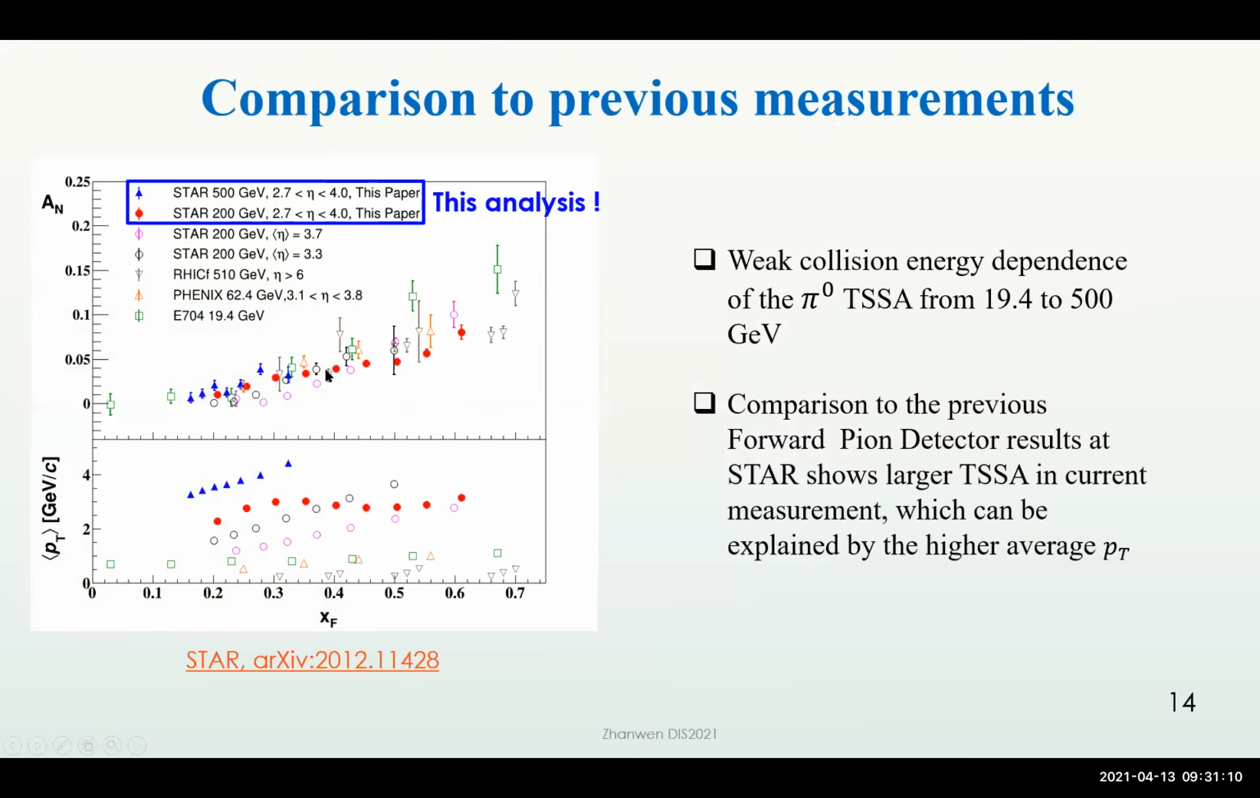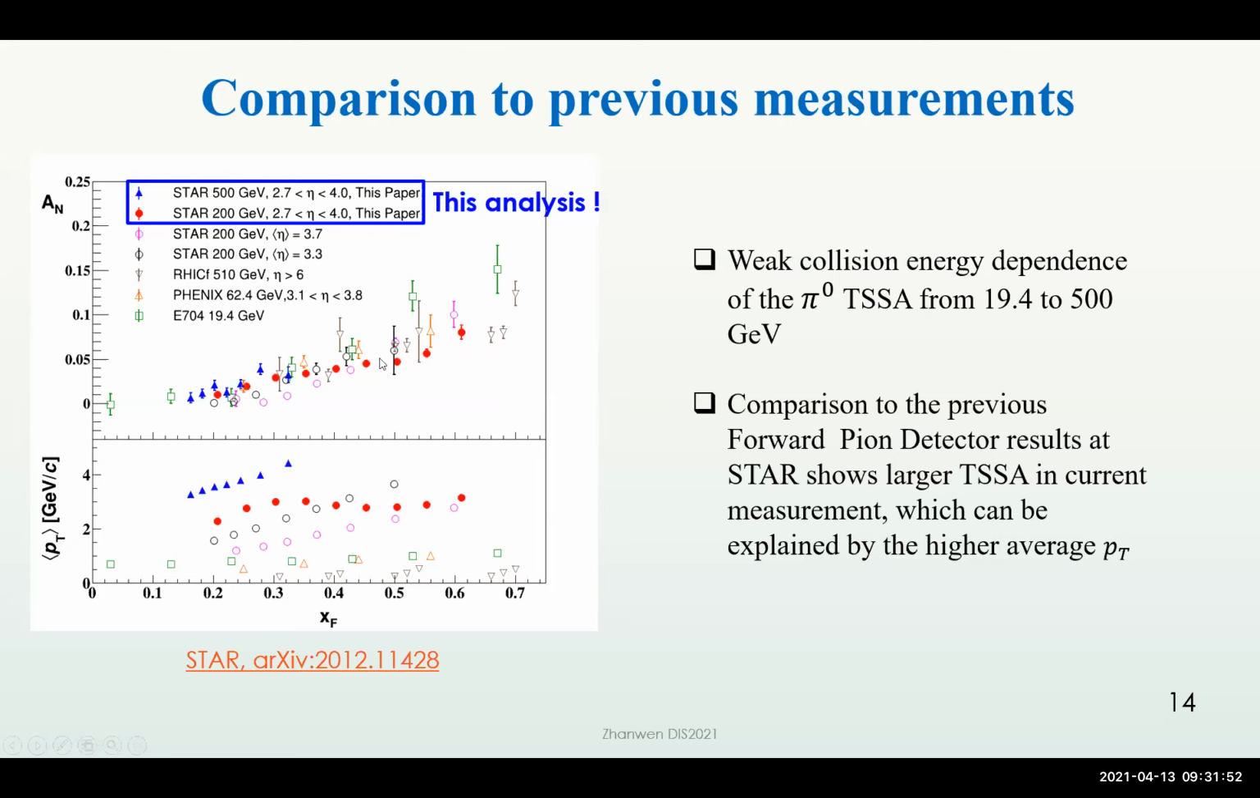First, let's put our results together with all the other pi0 AN measurements over the years. We have a bunch of them from different experiments, with the lowest energy at 20 GeV and the highest energy at 500 GeV. If we create a band here, we can see that to some extent they are consistent with each other, so they have the same trend. We also need to take a look at this earlier STAR data, which was done in 2008, at 200 GeV.